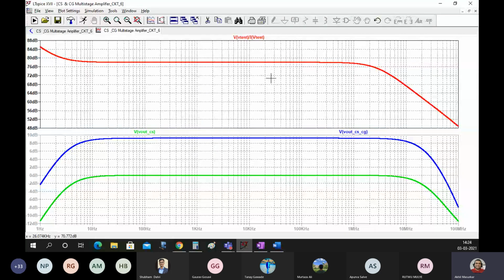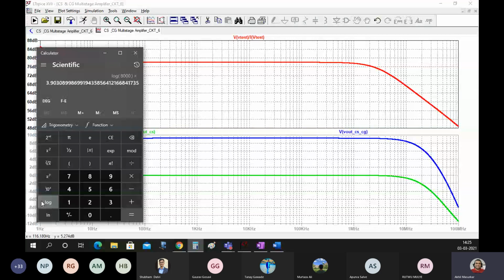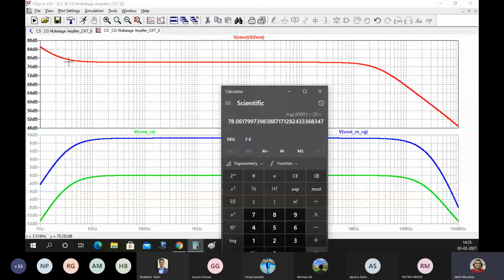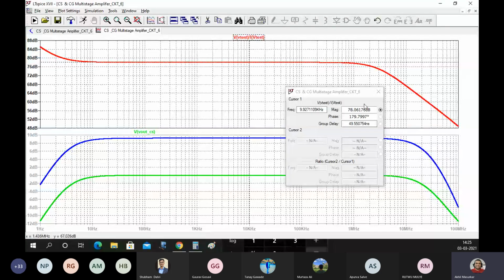So let's see, 8 kilo ohms is 8000. Log of that, times 20, is 78.06 dB. So you can very well see that it's very close to that, and so the answer seems to be correct. It's just a 0.2 dB difference, which is absolutely fine.